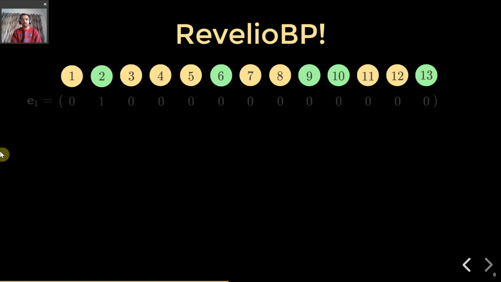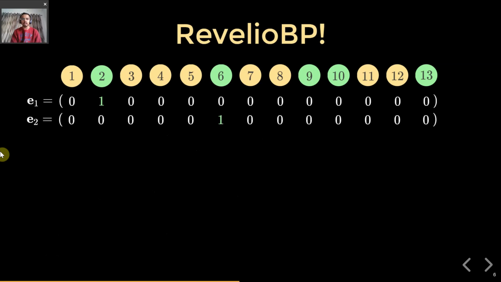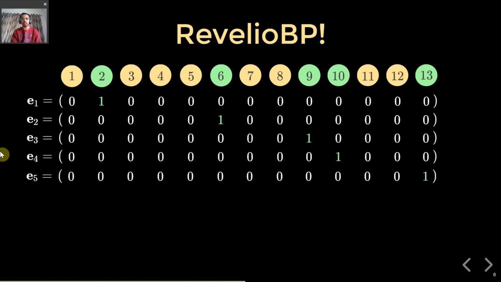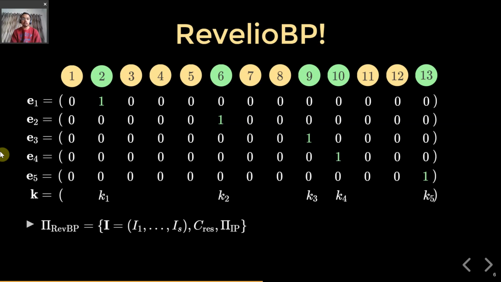So the design of RevelioBP is a bit different. First, we define these unit vectors E1, E2 to E5, where we have one in the position where output is owned by the exchange, and we have a secret key vector which contains the blinding factor of all the outputs owned by the exchange. The RevelioBP proof looks somewhat similar to Revelio. So here we have first S elements as the tags. Note that in previous case we had N tags, here we have S tags where S is the number of outputs owned by the exchange.